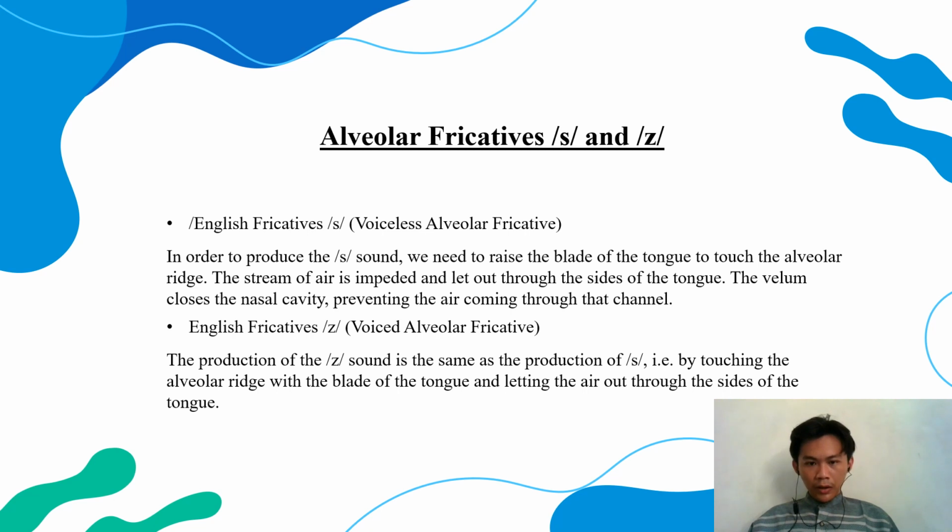Next is z. The production of z is the same as the production of s, by touching the alveolar ridge with the blade of the tongue and letting the air out through the sides of the tongue. Examples are easy, zip, and zoom.